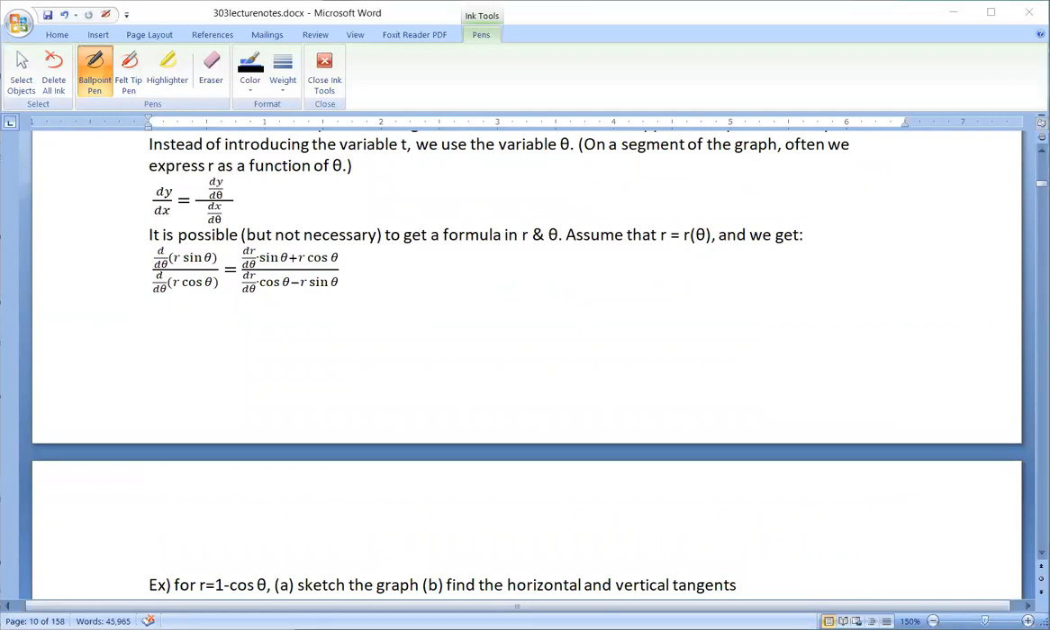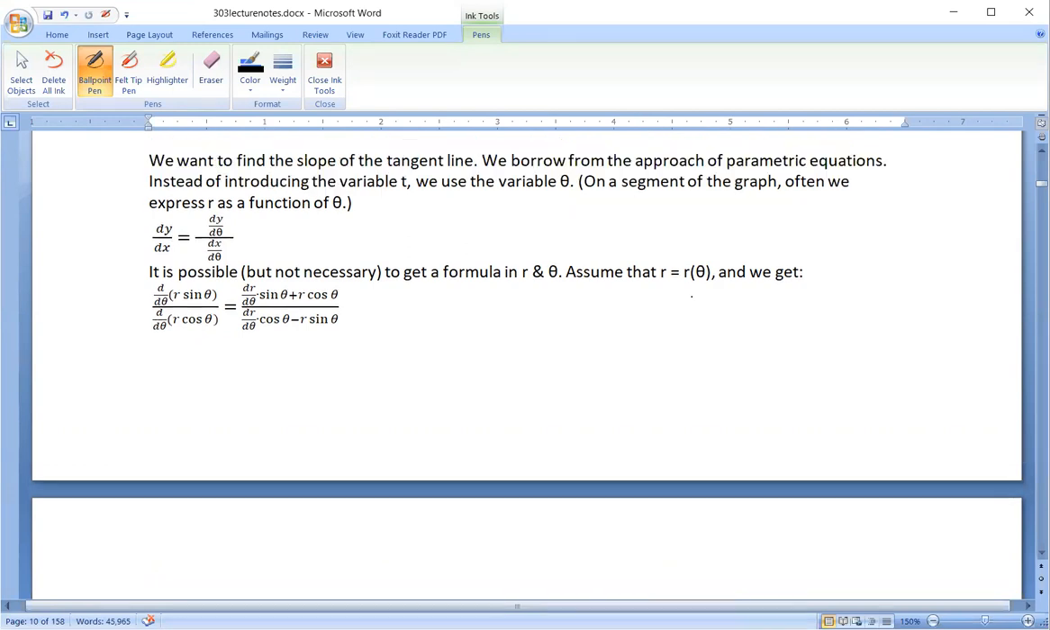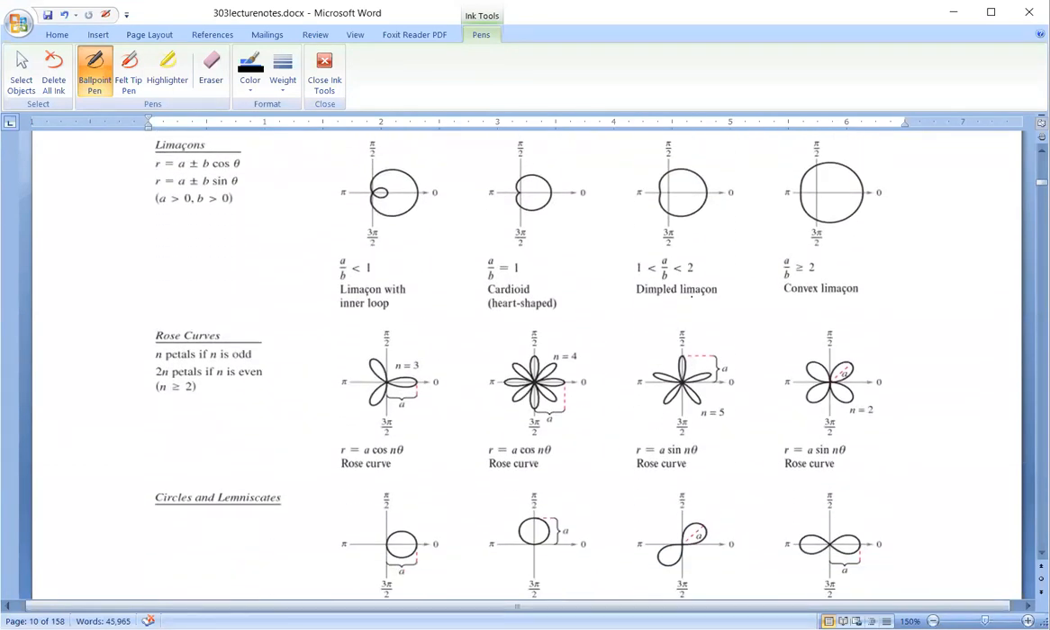So for example, we can answer a question like this. If r equals 1 minus cos theta, first of all, sketch the graph, and then find the horizontal and vertical tangents. Now, for graph sketching, we could try to do it from scratch, but I'm going to use this handy chart. So r equals 1 minus cos theta. Where does that come on my chart?